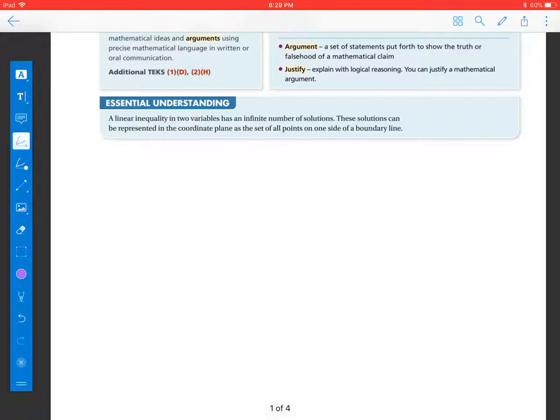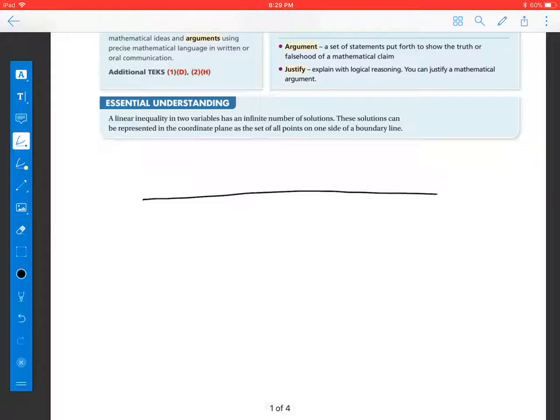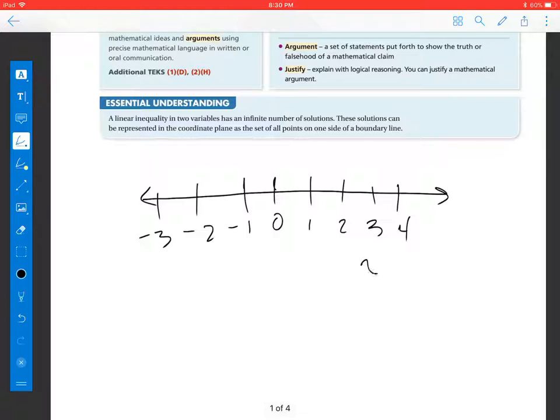Now, if we think back, we've learned about a number line, and we've seen this before. I'm just going to draw a number line. We have 0, 1, 2, and we have -1, -2, -3, and we have 3 and 4. This is a general number line that most of us are fairly used to. It goes from negative infinity to positive infinity.